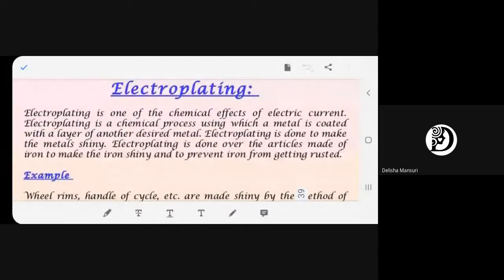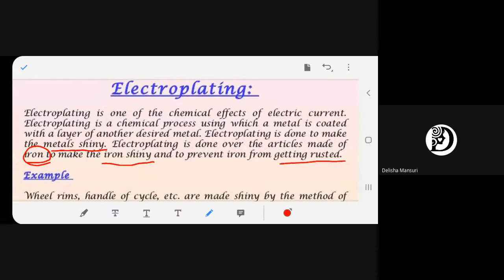First, what is electroplating? This is the chemical effect of electric current. Do you follow me? So it is a chemical process where you get a coating of one metal onto another metal. Why do we do so? To make the metal shiny, it becomes glossy. And mostly we use iron metal. Why? Because first it looks shiny, and we can avoid rusting, the corrosion. Do you understand? Let's see the example.